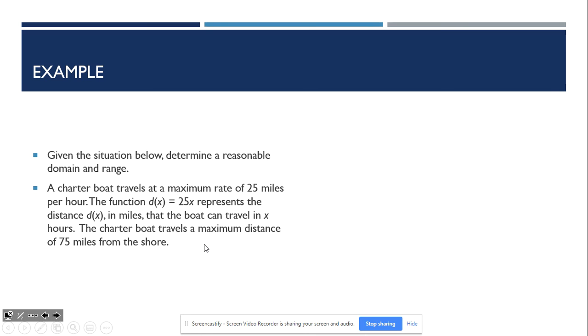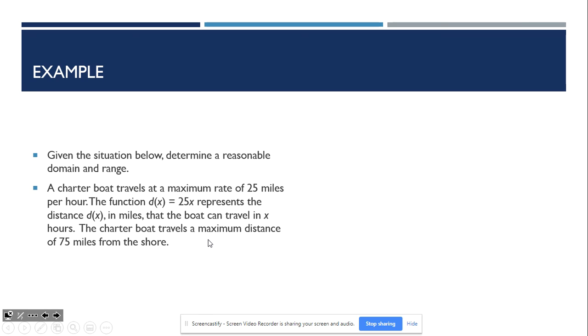Here's an example for you to try. Given the situation below, determine a reasonable domain and range. A charter boat travels a maximum rate of 25 miles per hour. The function d of x equals 25x represents the distance d of x in miles that the boat can travel in x hours. So x hours, x is going to be my domain, and d of x, the miles, is going to be my range. Notice that the charter boat can travel a maximum distance of 75 miles from the shore. Pause the video at this point to give yourself a chance to try and find your reasonable domain and range.